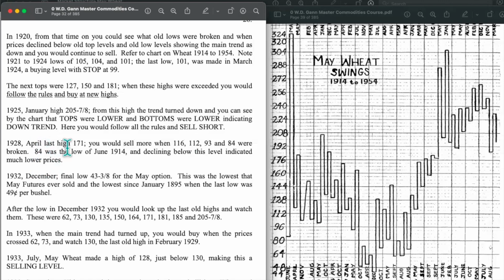1928 April, last high was 170. You would sell more when 116, 112, 93 and 94 were broken. 84 was the low of 1940, and declining below this level indicated much lower prices. 1932 December, final low 43 3/8 for the May option. This was the lowest that May futures ever sold and the lowest since January 1895, when the last low was 49 cents per bushel. So we got a low around 43 3/8.